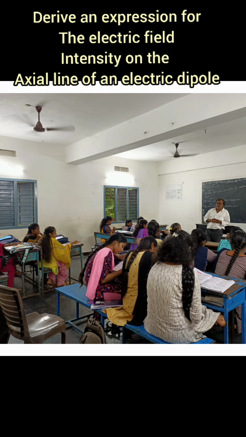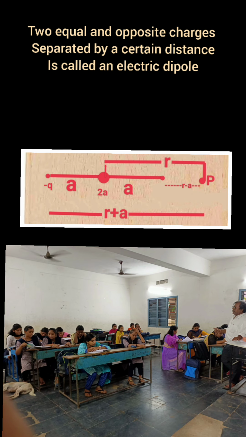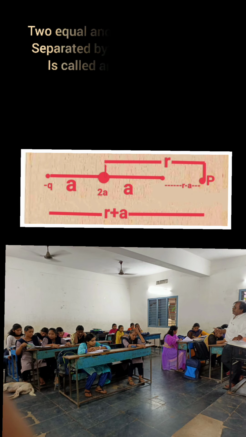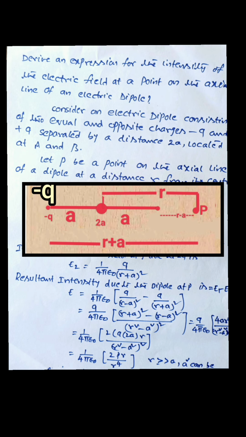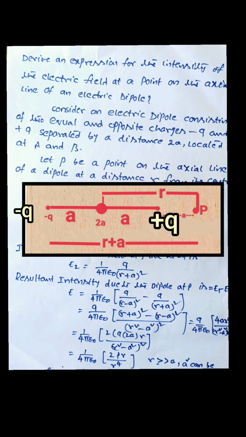This is an expression for the electric field intensity on the axial line of an electric dipole. Let us have a system of 2 equal and opposite charges separated by a certain distance 2a. Here minus q and plus q are 2 equal and opposite charges. Here minus q is at a distance of r plus a and plus q is at a distance of r minus a from the point P respectively.